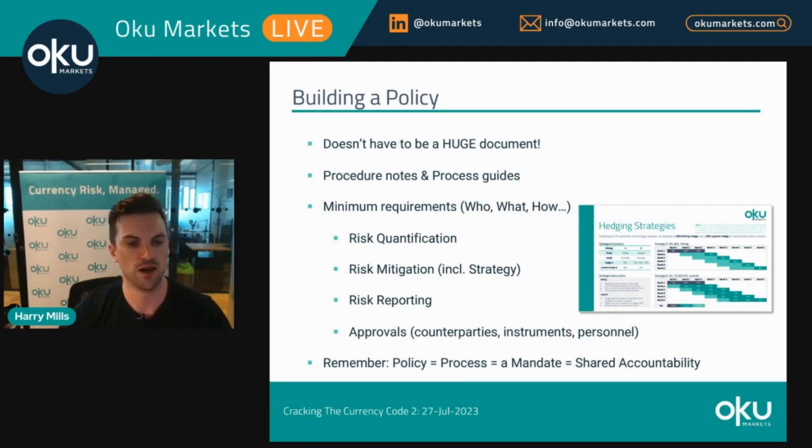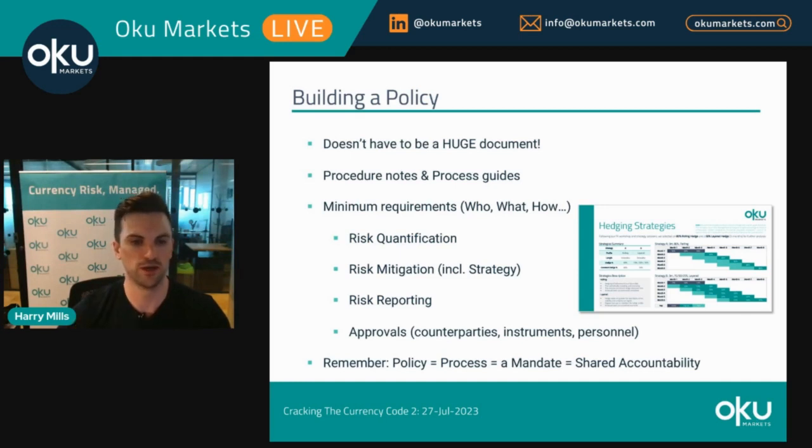And then finally, approvals. So counterparties, banks and brokers. What instruments are you allowed to use? Can you use currency options? Can you use forward contracts? Those sorts of things. And then personnel. Who's executing the trades? What are the authorized limits? So Brian can trade up to 1 million, Sophie can trade up to 2 million, that sort of thing. Again, they're the 4 minimums that we'd suggest to have in any policy.